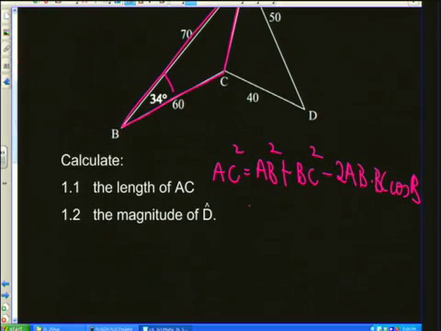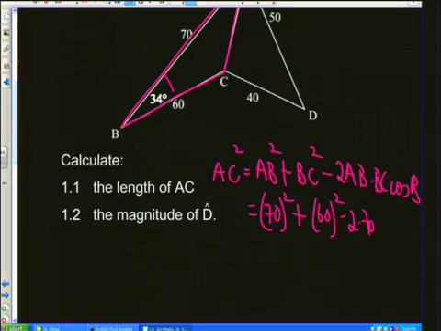Now AB is 70 and BC is 60, and then we have the product of those two sides times the cos of 34. And that's going to give you AC.